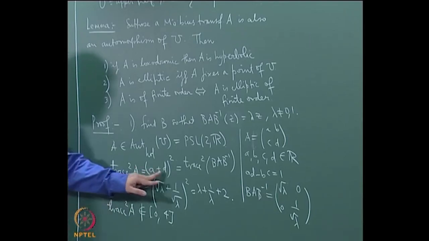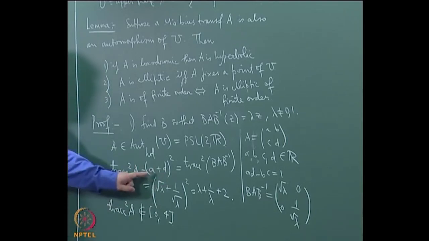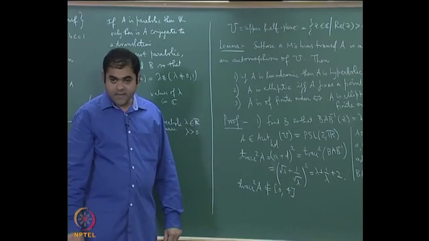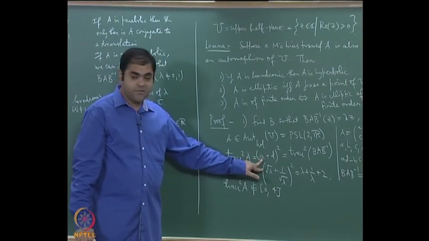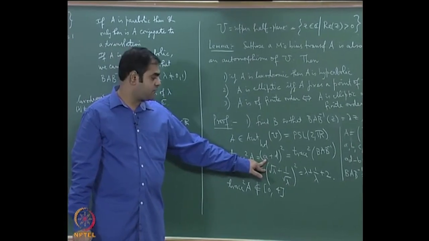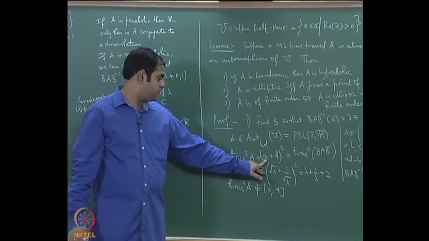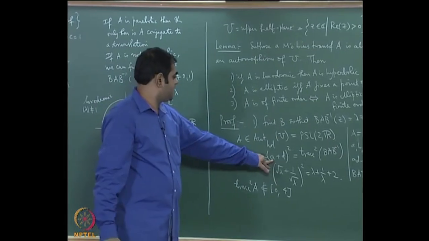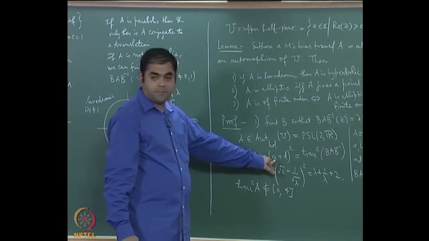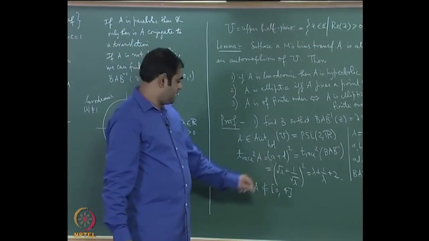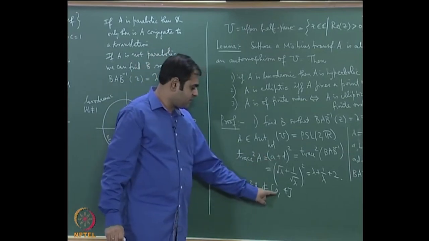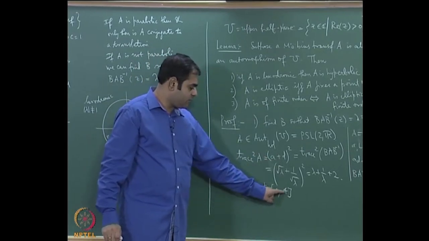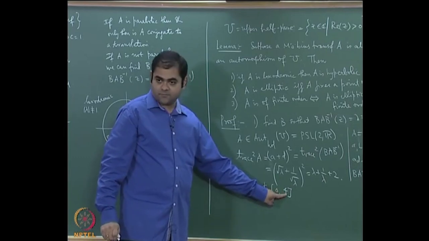But notice A and D are real numbers, therefore A plus D the whole squared is a non-negative real number, and it cannot be 0, because if it is 0 it is elliptic. It is not supposed to be 0; it is any real number between 0 and 4.